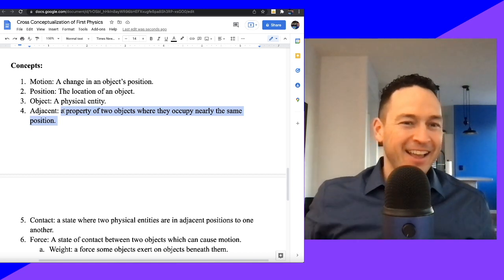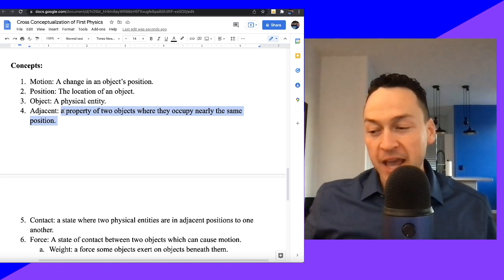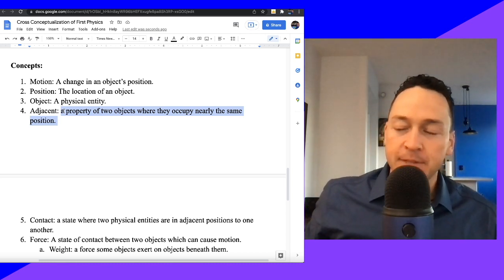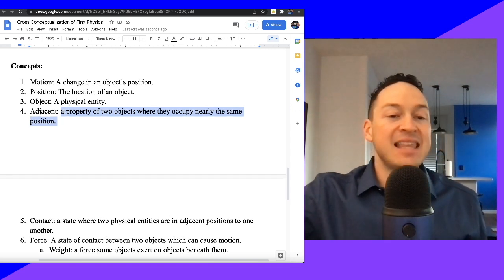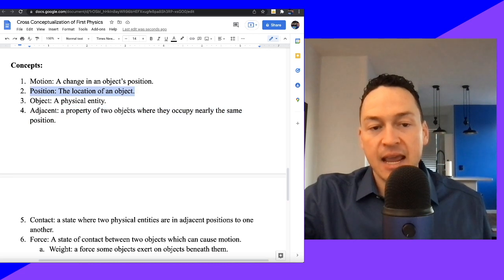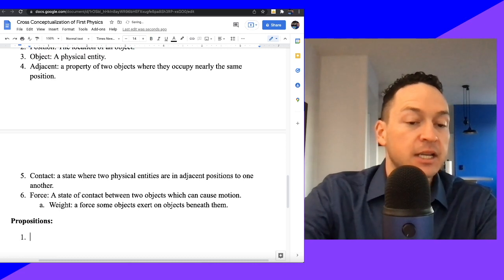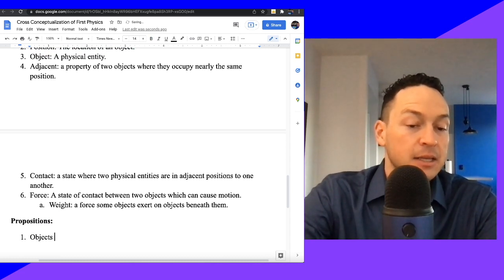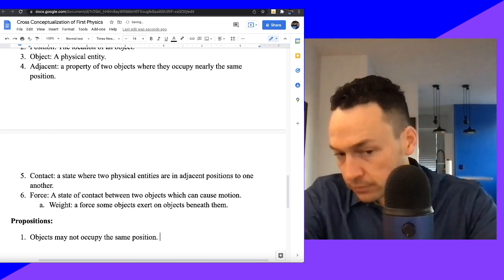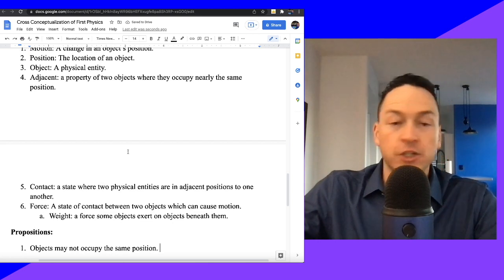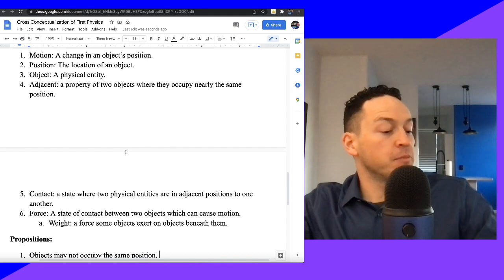They're as the same as you could possibly get without them interpenetrating each other. So, do objects interpenetrate each other? Well, objects cannot occupy the same position. So you may add that as a corollary. I'm going to add that under my propositions actually. For positions, objects may not occupy the same position. Because you might say otherwise they're just not an object.